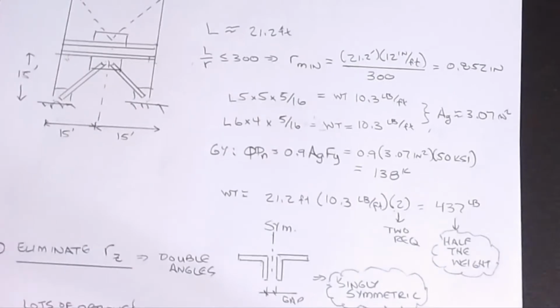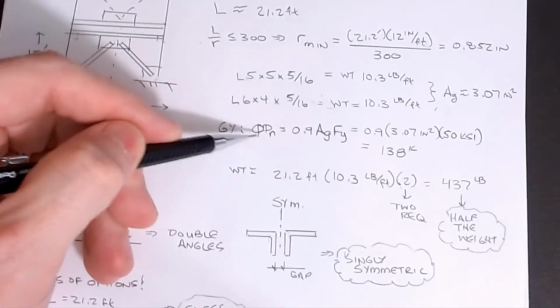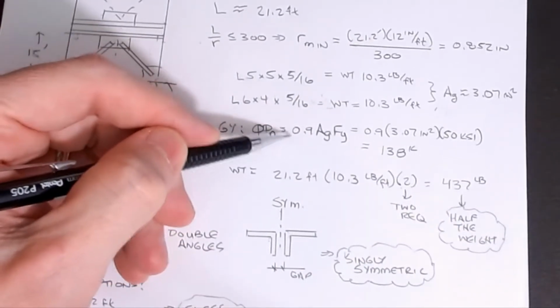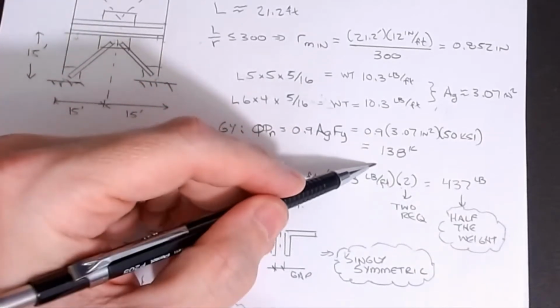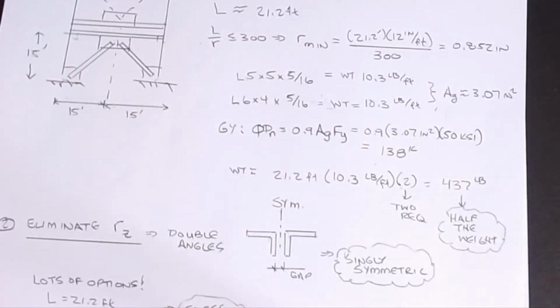So we'll play with those. And let's run the calculations out again. My gross yielding on this guy, doing the same calculation, 0.9 AGFY tells me it's 138 kips in tension. Now again, 20 to 30 kips is what I need. I've got 138. Well, we're still over-designed by a factor of about 6x.